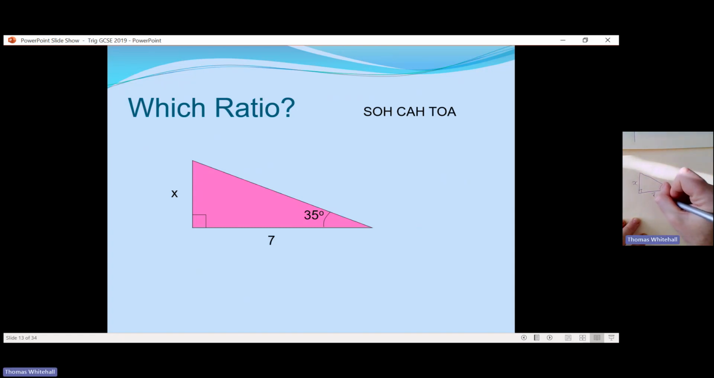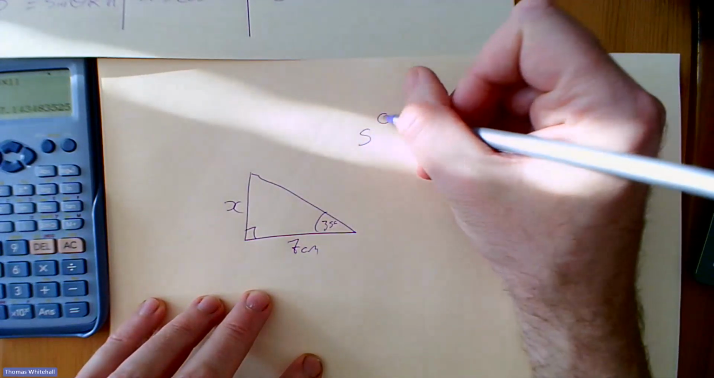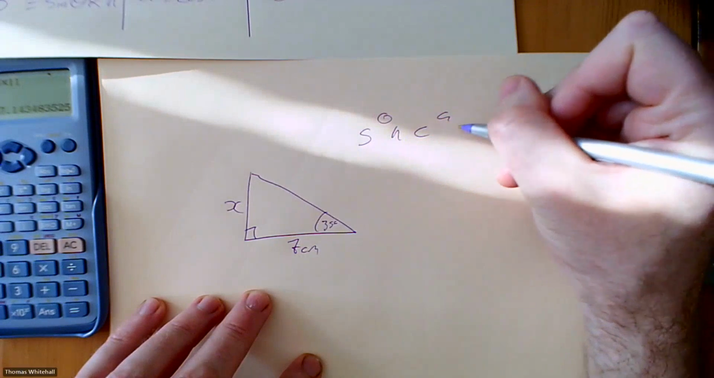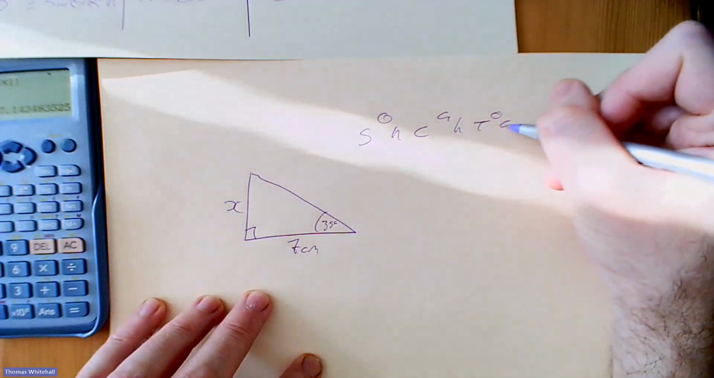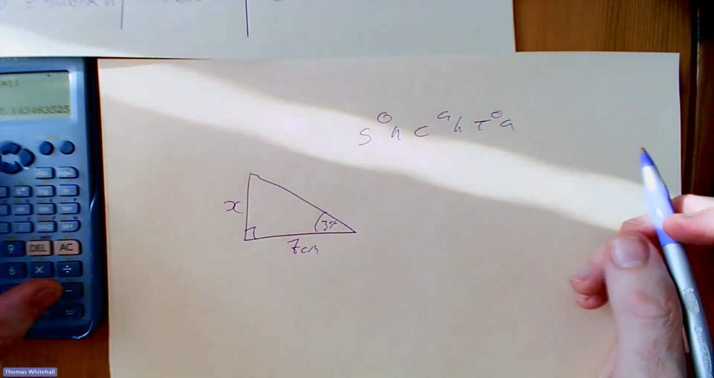This is why I end up doing things on the board so much. They're quicker. Okay, there's our triangle. And I'm just going to put in SOHCAHTOA, written in triangles, but not necessarily showing the triangles. Okay, that will do for us.